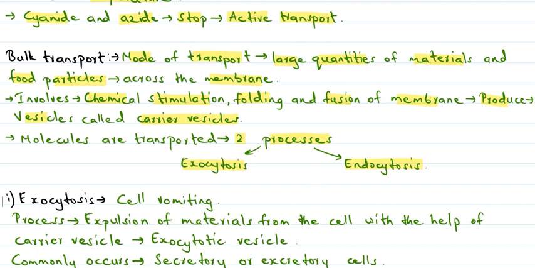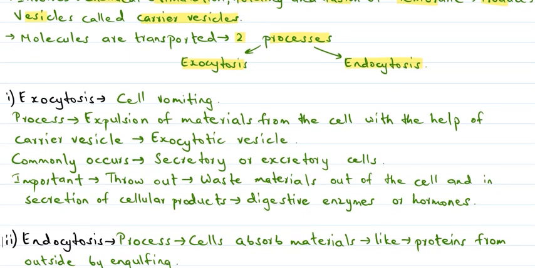Then we discussed exocytosis. Exocytosis can also be called cell vomiting. It is the process of expulsion of materials from the cell with the help of carrier vesicles called exocytotic vesicles. It is commonly found in secretory or excretory cells. The secretory or excretory products are packed in vesicles by the Golgi apparatus, and then they are passed outward.